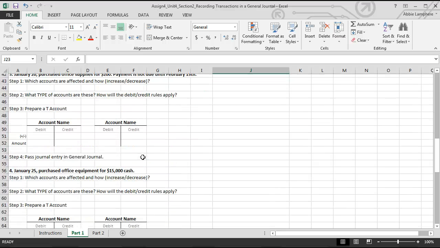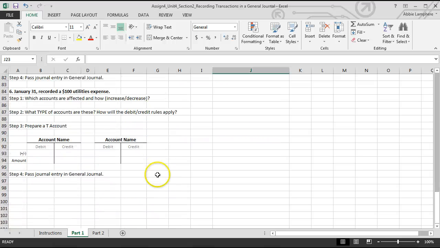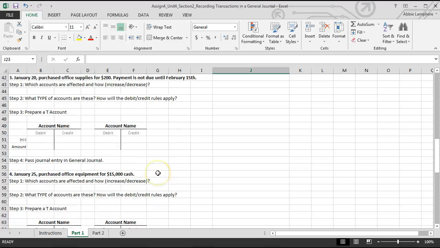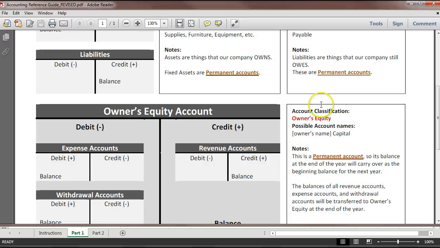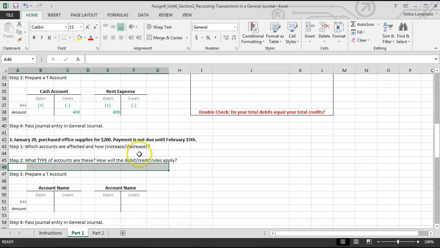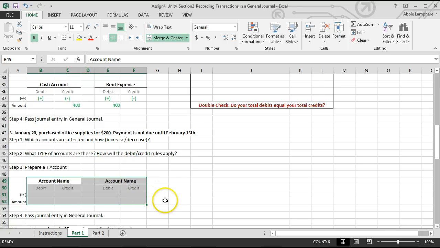So you guys can complete the next 4 transactions on your own. It's the same steps over and over and over again. So you're identifying which accounts are being affected, how they're being affected. You're classifying those accounts. Are they asset, liability, owner's equity? Use your reference guide to help you out with those. And then you're setting them up with these T accounts in order to pass your journal entry.